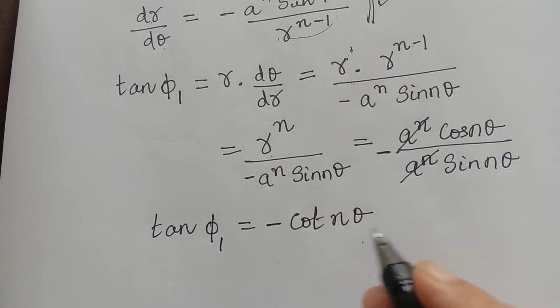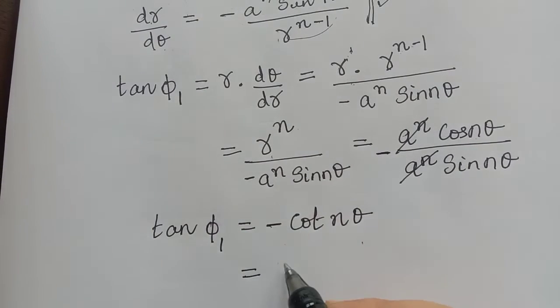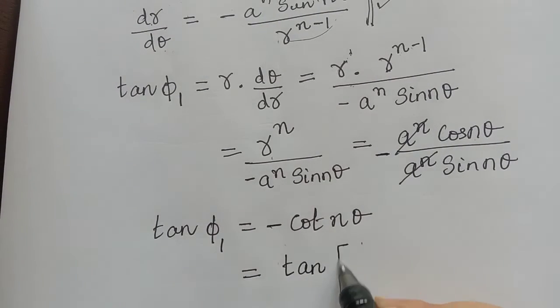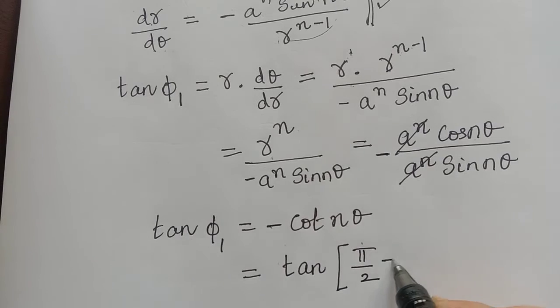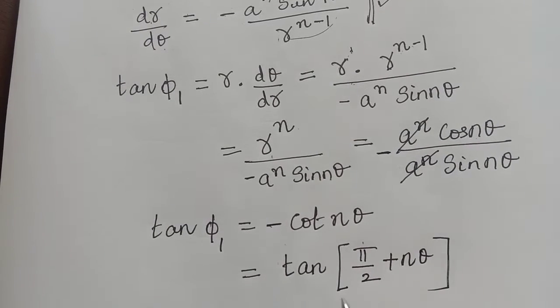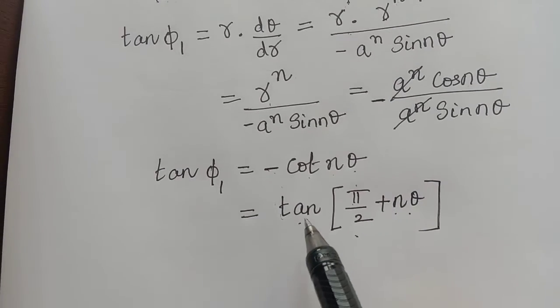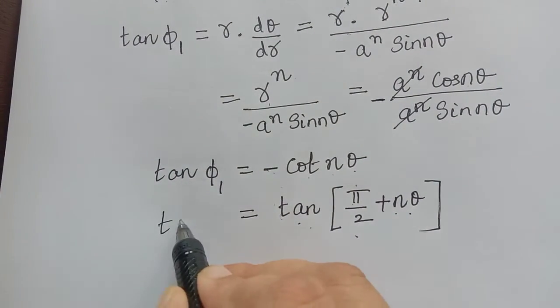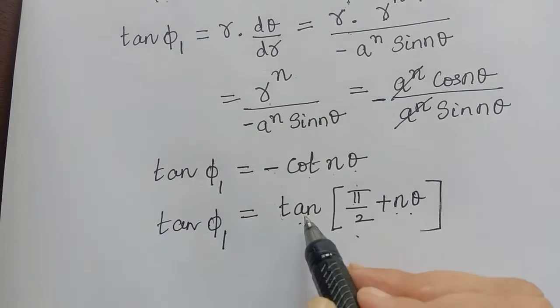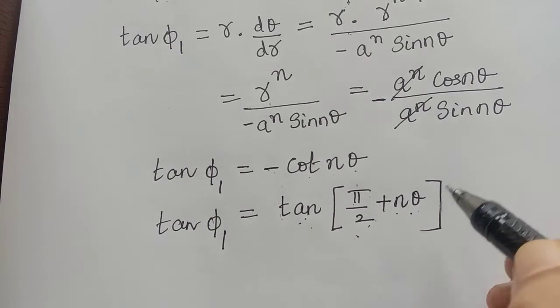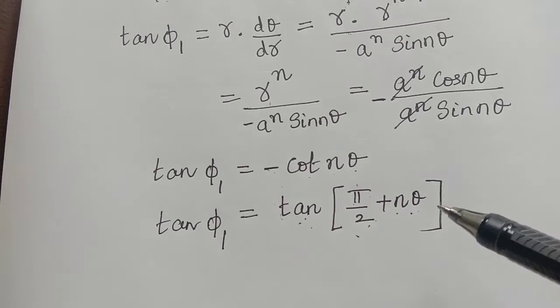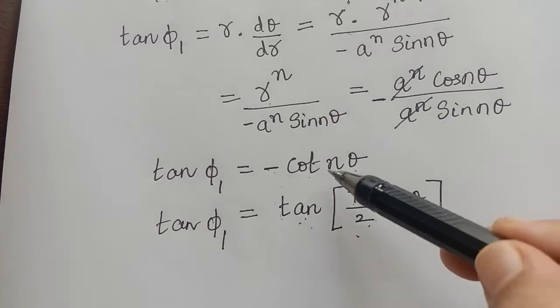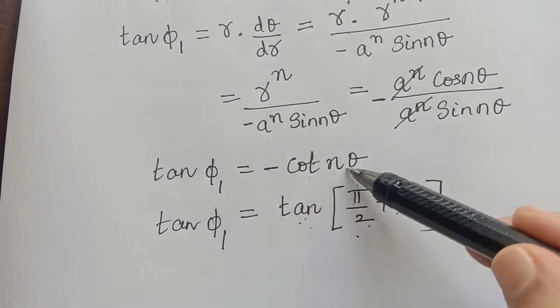And this can be written as, because we have a minus over here, we can write this as tan(pi/2 + n theta), because tan(90 + n theta) is equal to minus cot n theta. So by using the trigonometric identity for the angles, we have this. So tan phi 1 is equal to tan(pi/2 + n theta), because tan(90 + theta) is equal to minus cot theta. Therefore this will be equal to minus cot n theta.